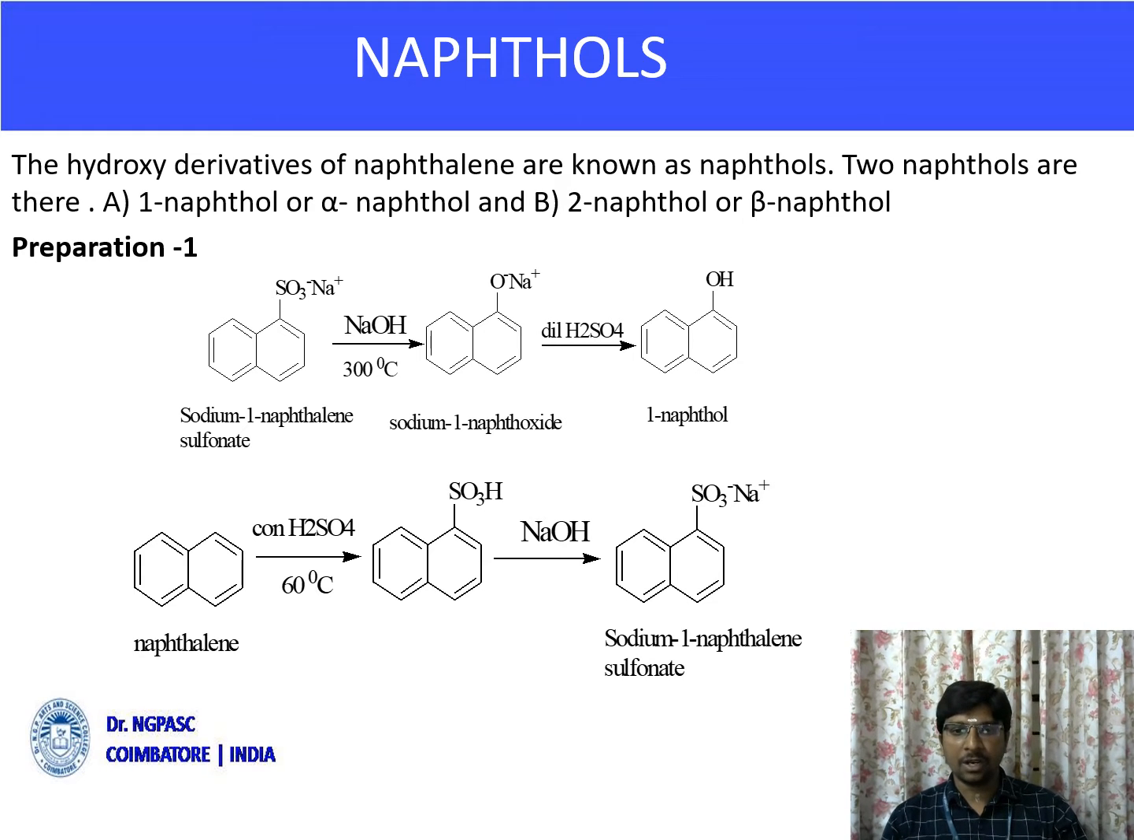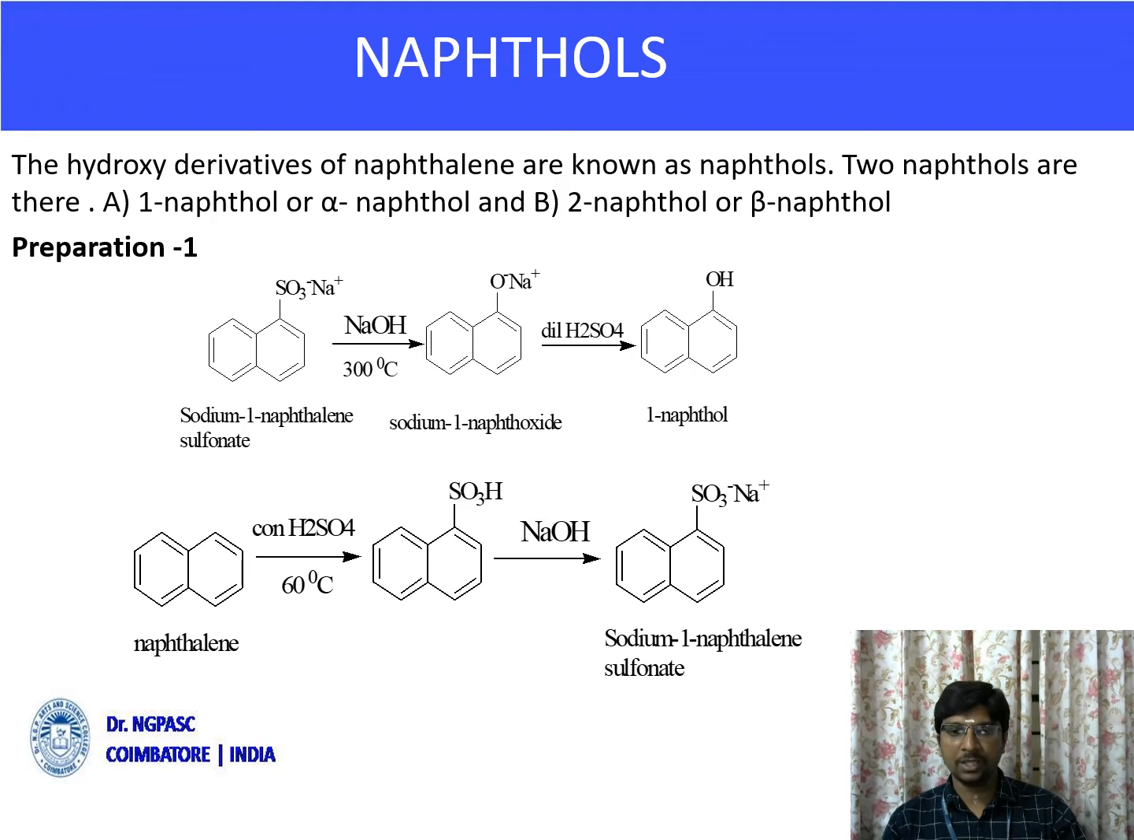First, the starting compound is sodium naphthalene sulfonate. So sodium 1-naphthalene sulfonate we are taking as our reactant, and it is treated with sodium hydroxide. The temperature is 300 degrees centigrade, and it is converted into sodium 1-naphthoxide. This naphthoxide compound is treated with dilute sulfuric acid. Finally, we are getting 1-naphthol, that is alpha naphthol.